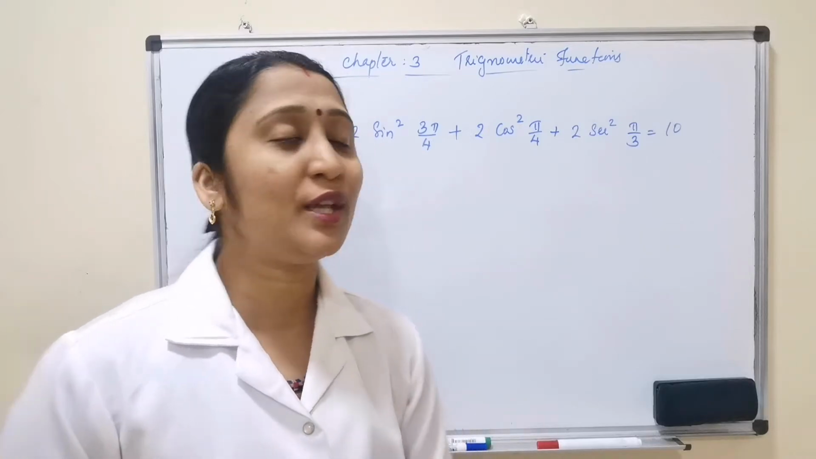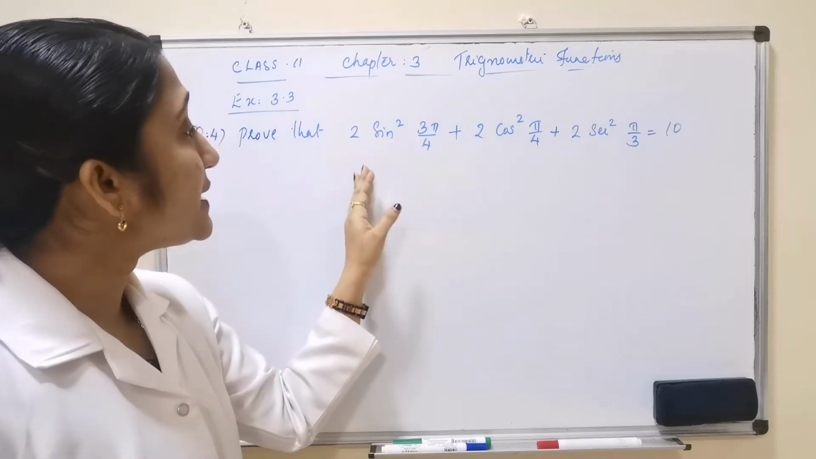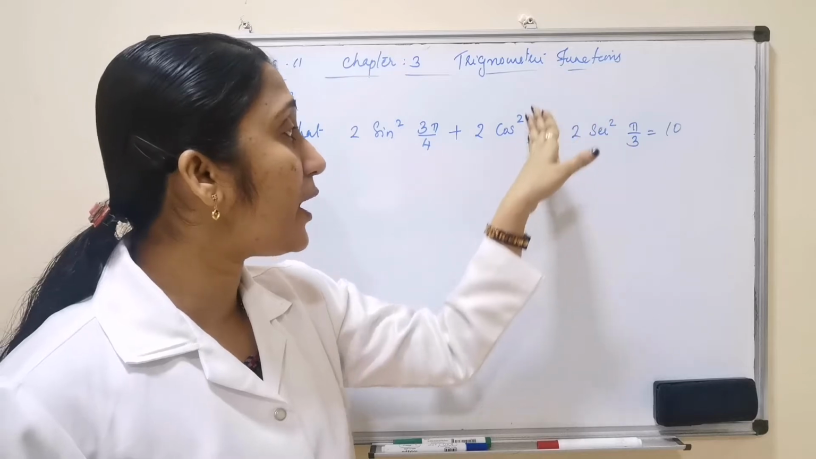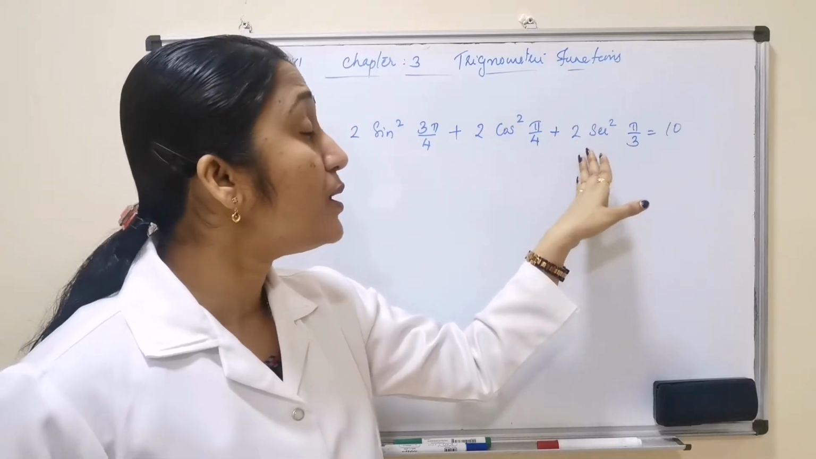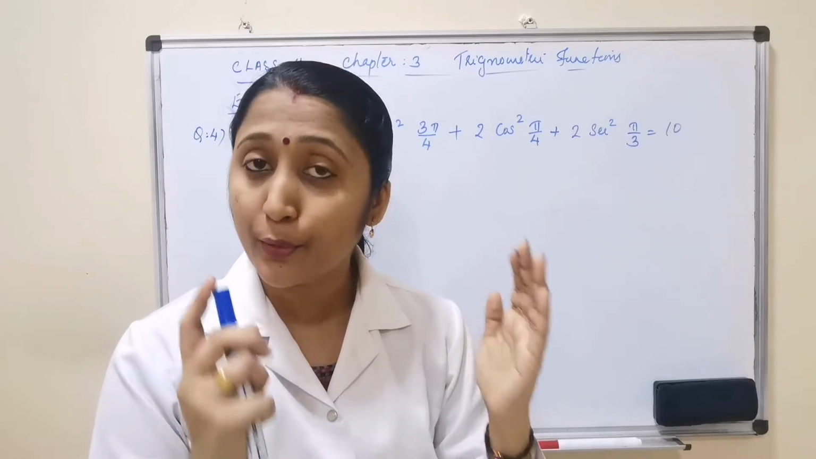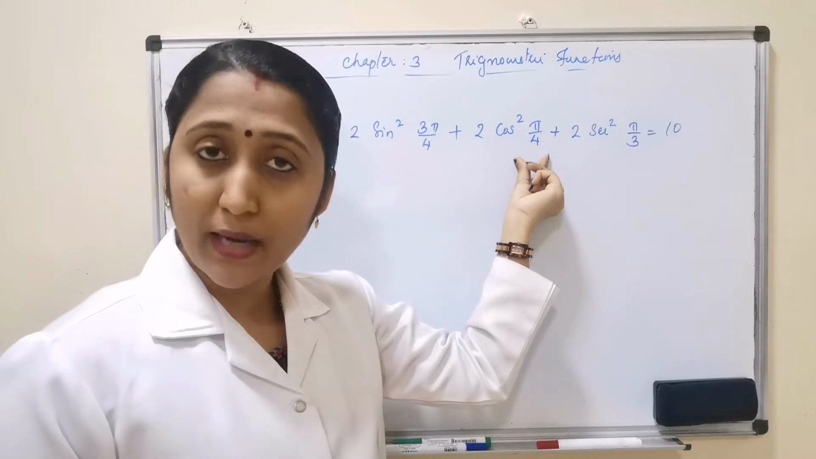Let us move on to question number 4. Here the question is: 2 sin square 3π/4 plus 2 cos square π/4 plus 2 sec square π/3 equals 10. We have to prove that. Here, this is 3π/4, and this is π/4.